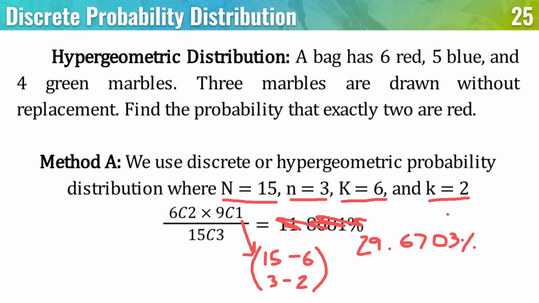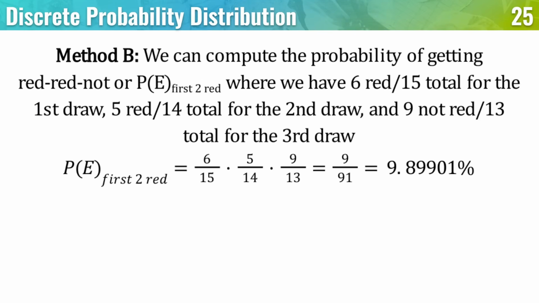29.6703%. Now what if you wanted to do it a different way without using the hypergeometric distribution, or if you simply prefer the fundamental counting principle? While it's not applicable for all cases, you can do it in some cases for problems like these. So a second method, we can compute the probability of getting the first 2 to be red. So this is going to be red, red, and not red.